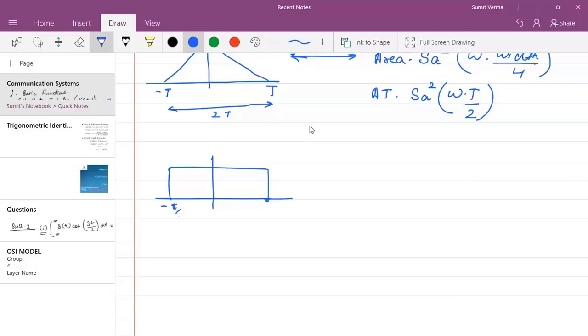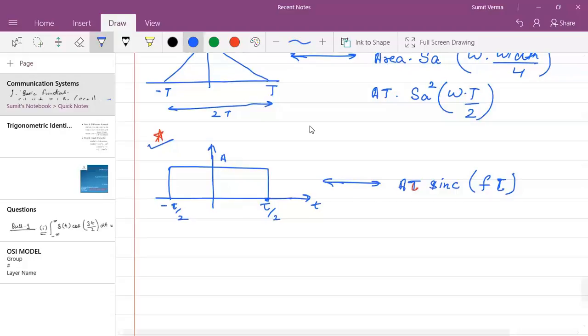So if this width is minus tau by 2 to tau by 2 in the time domain, this is the t-axis, its value is a. So its Fourier transform would be a tau sinc of f tau. So you can directly remember this as a standard result. It is an important result. Directly remember that the Fourier transform for this pulse would be a tau sinc f tau.